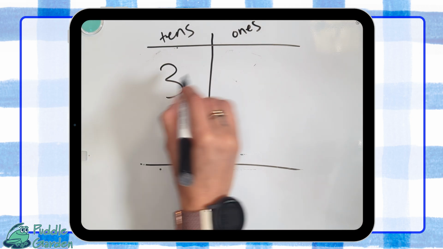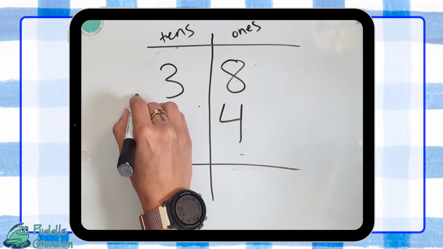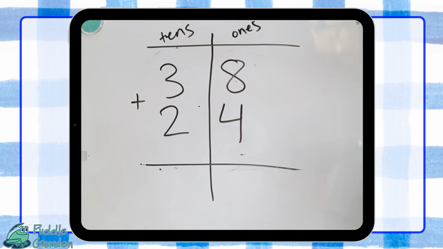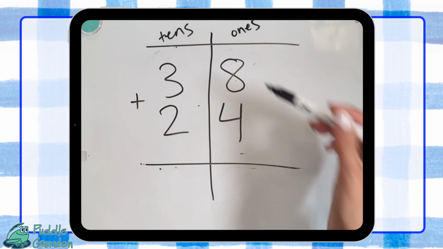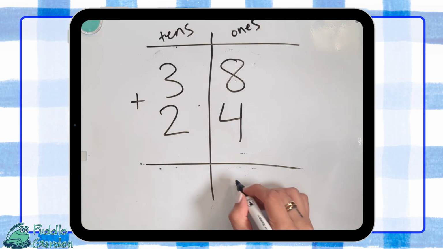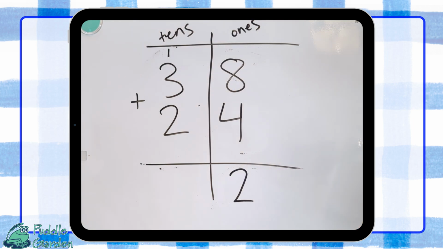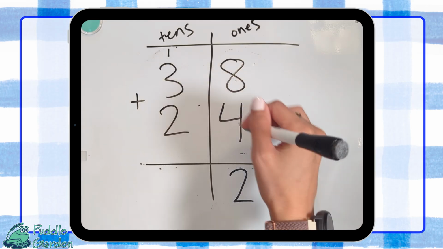All right, next problem is 38 plus 24. And then we are adding, so we're going to have our addition sign. So we know we're going to start with our ones. We never start with our tens. Start with our ones. So we have 8 plus 4. What is 8 plus 4? Perfect. So we know that that's 12. So we're going to put our 2 here and our 10 over here, just like we practiced in our other problem.